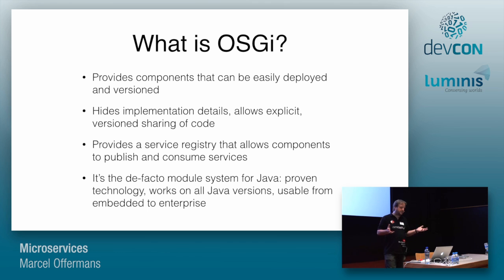And at the moment, OSGI, at least for Java, is still the most widely used modularity framework. There's Jigsaw coming up in Java 9. That's probably going to either replace part of OSGI or interoperate with it. We'll have to see how that goes. But a nice thing about OSGI, it's there. It's been under development for more than 10 years, and it runs on any version of Java, from the really small embedded stuff to the big enterprise stuff.